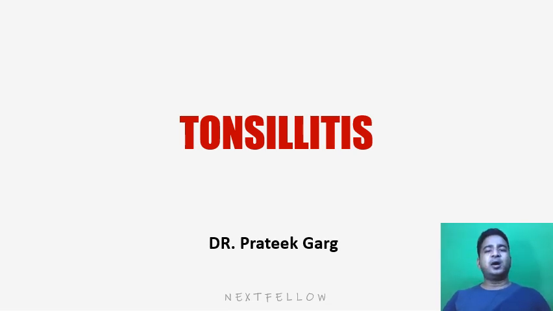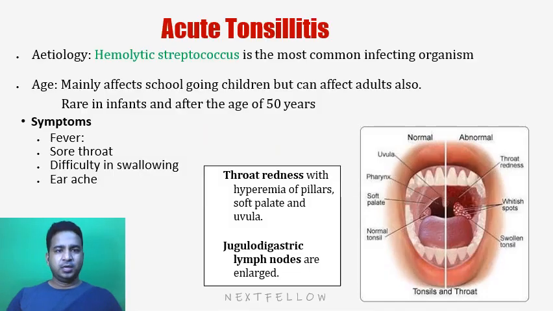So now we will discuss tonsillitis, that is the infection of the tonsillar tissue. Tonsillitis can be of acute or chronic nature. The most common organism responsible for tonsillitis is hemolytic streptococcus. Try to remember, in ear infection, ASOM or CSOM, the most common bacteria involved is Streptococcus pneumoniae, whereas in tonsillitis it is hemolytic streptococcus.